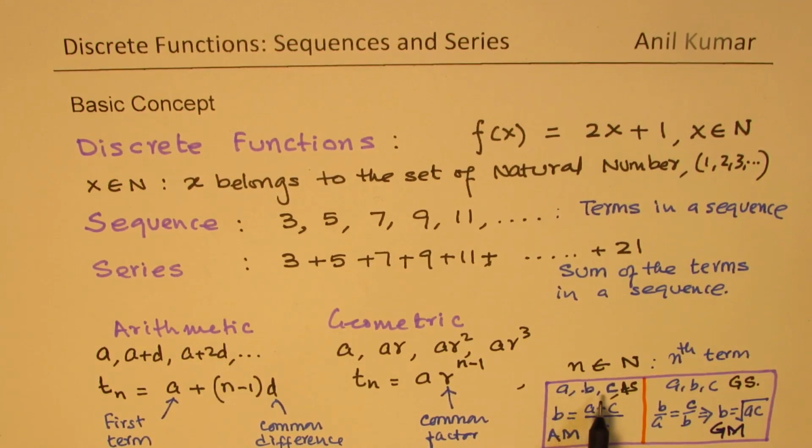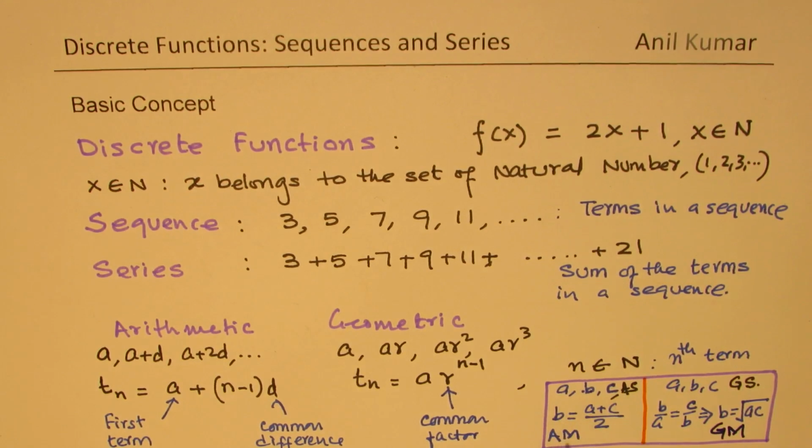So if we have 3 numbers in arithmetic sequence, in that case b, the center number, is the average of the other 2, and it is called arithmetic mean. But if we have 3 numbers following geometric sequence, in that case the center number is equal to the square root of ac, the side numbers, and it's called geometric mean. Now in this particular video, we'll have a few examples where we are going to talk about arithmetic and geometric mean and their relations also. Perfect.